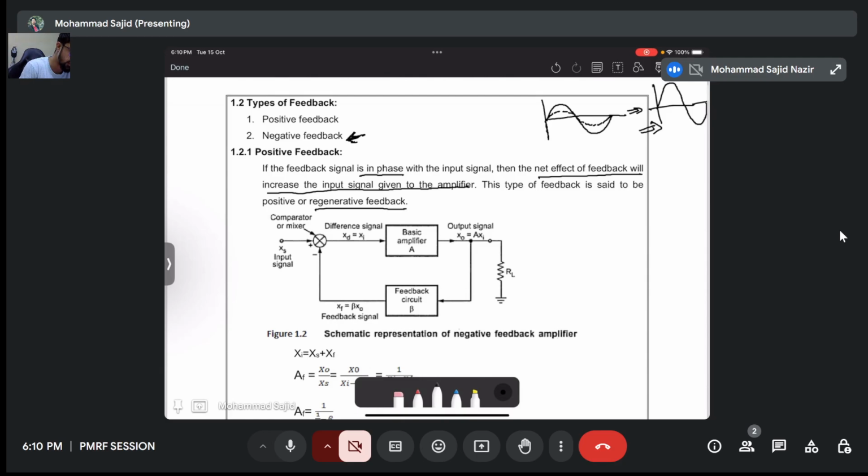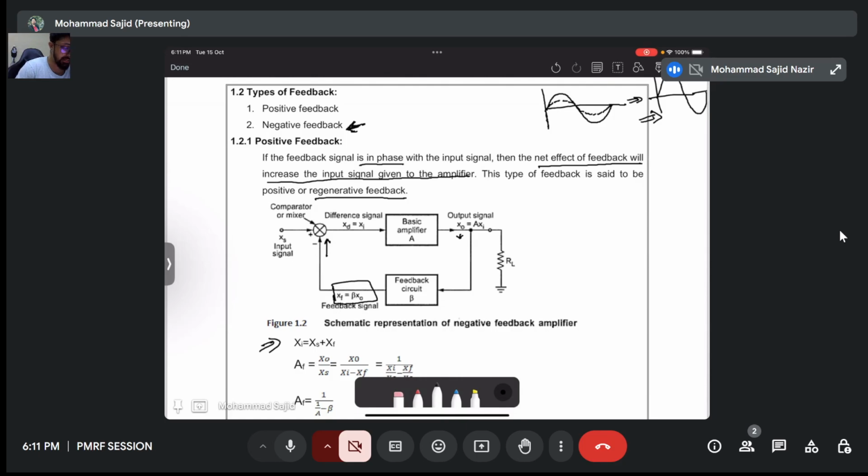So this is how the circuit looks. Let's say x naught is equal to A times xi. xi is the input signal, x naught is the output, and I take a part of it to the feedback circuit, that is xf is beta times x naught, and now I feed it to the mixer. Now for positive feedback, my input should be the source signal, that is xs, plus the feedback signal.